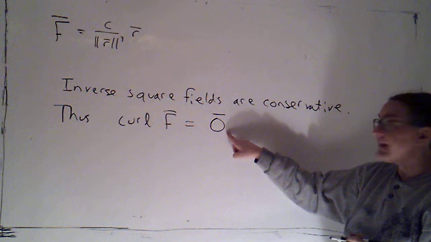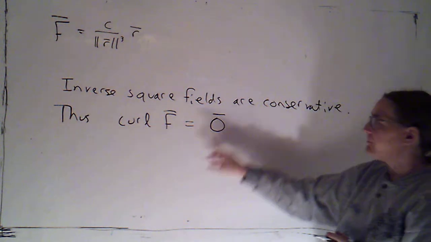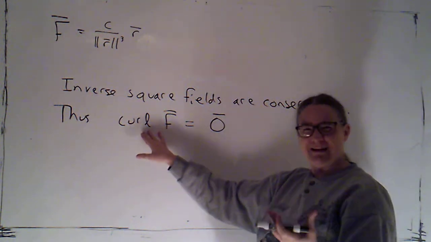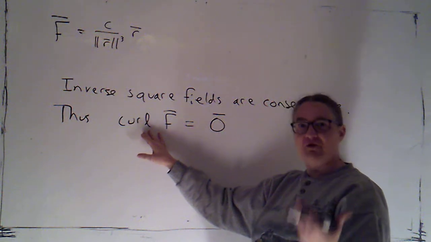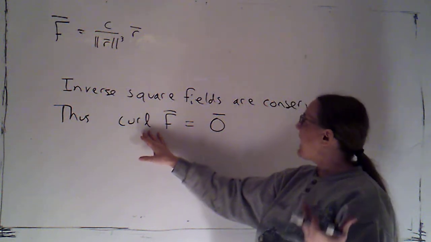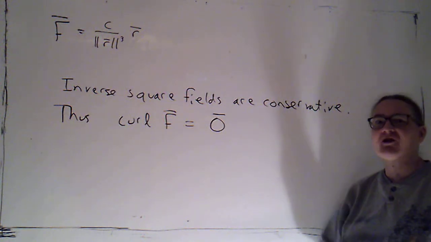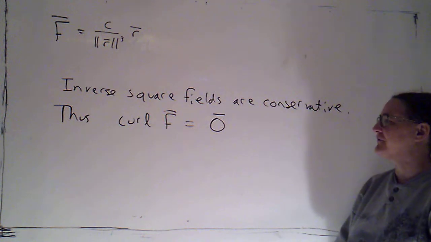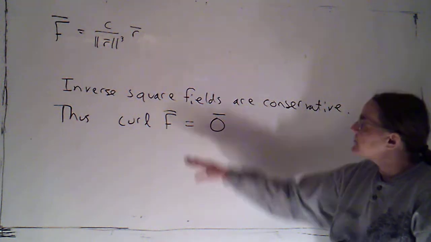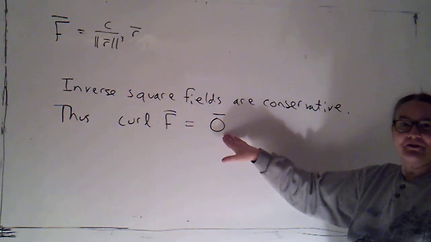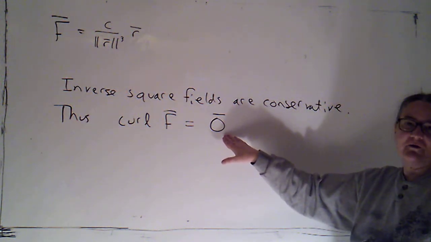Now notice that's 0 the vector. Remember, curl is itself a vector field. So it's a vector valued function. If I have a conservative vector field, and inverse square fields are just examples of conservative vector fields, then it's going to be a constant vector valued function that always spits out the 0 vector.